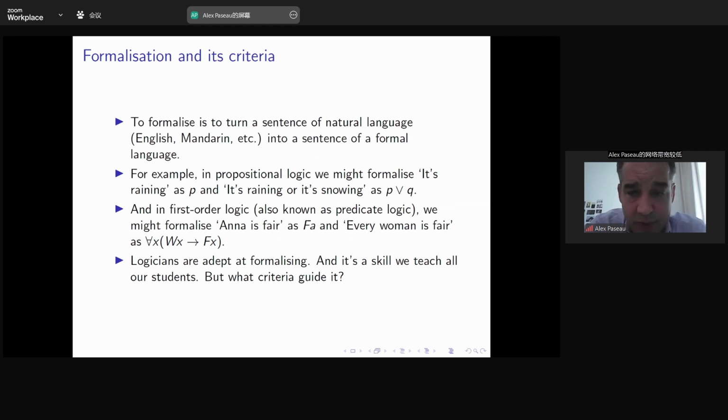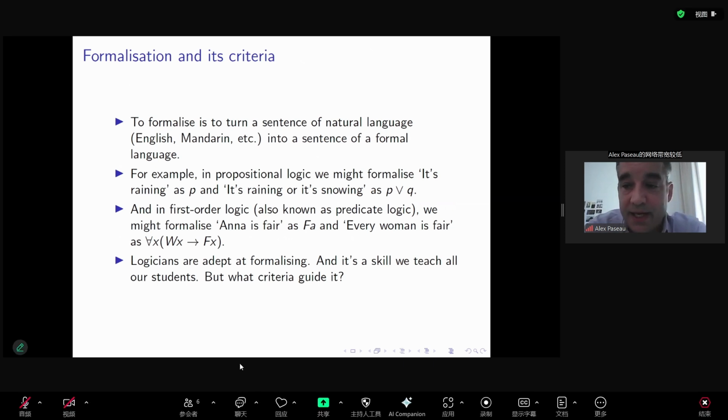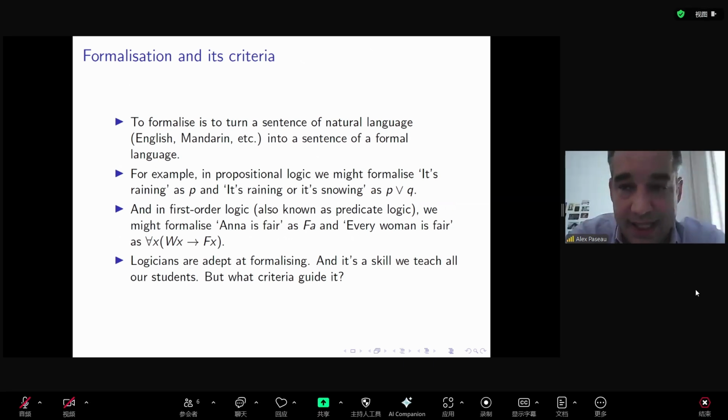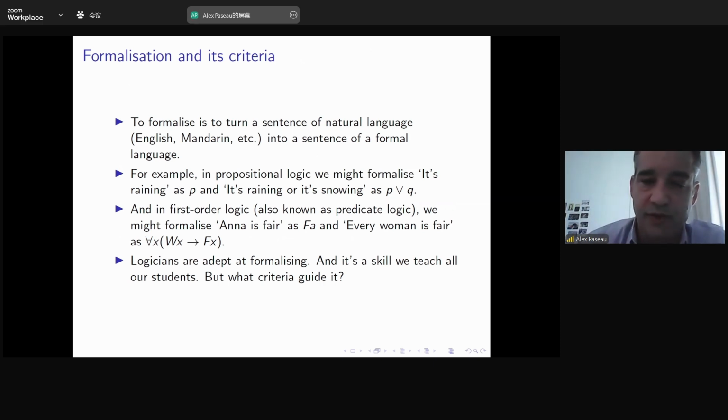And logicians are very good at formalizing. We're very adept at formalizing, and it's a skill we teach all our students. If you teach a first year or second year introductory course on logic, typically you will teach your students to formalize natural language sentences. You will teach them to formalize "Anna is fair" as F(a) or some equivalent, and "every woman is fair" as for all x, W(x) conditional F(x), or some equivalent, perhaps using different vocabulary. Fine.